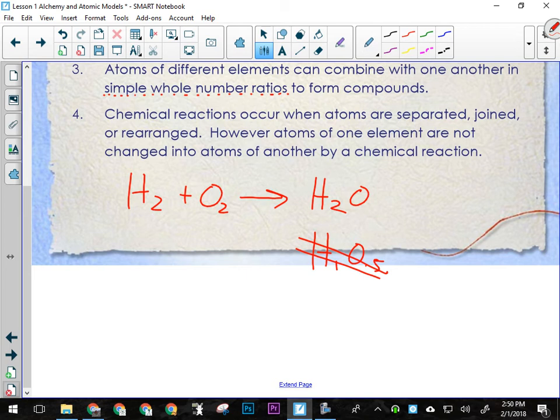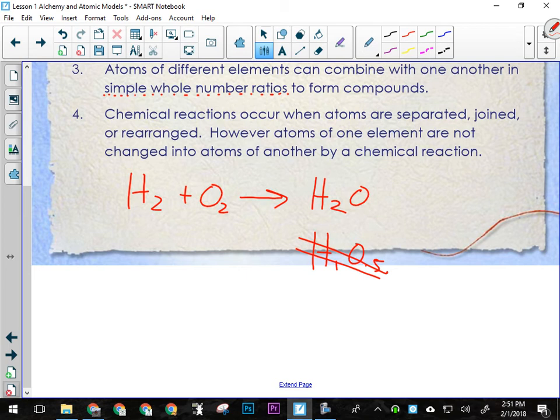Dalton's fourth point was the one that put the final nail in the coffin for alchemy. His fourth point explains what happens when chemicals react with each other and explains why I can't turn lead into gold. Chemical reactions occur when atoms are separated, joined, or rearranged. However, atoms of one element are not changed into atoms of other elements in a chemical reaction. The only way I could possibly change an atom of one thing into an atom of something else would be in a nuclear reactor.